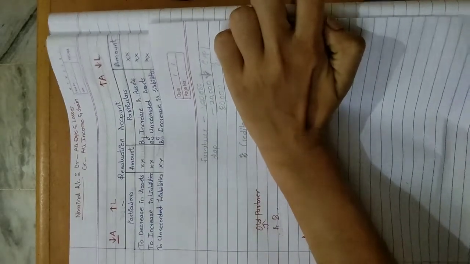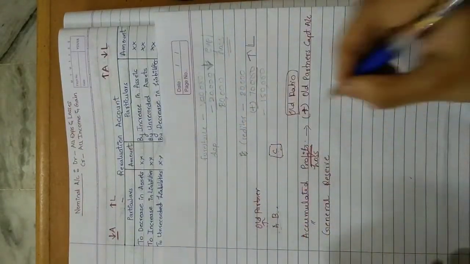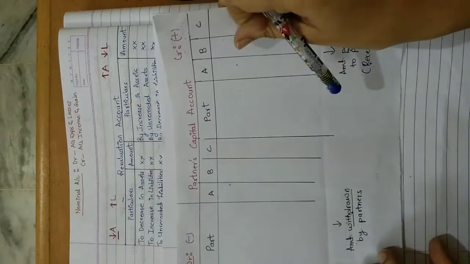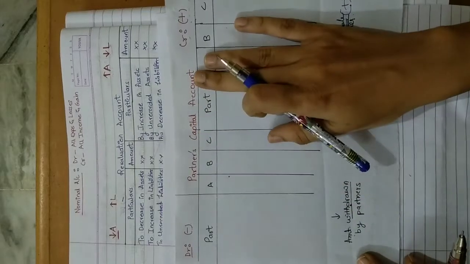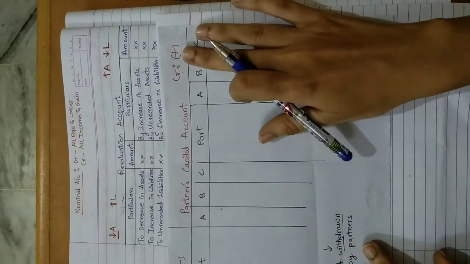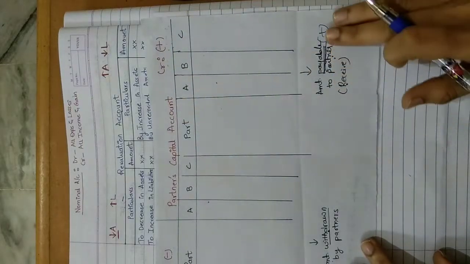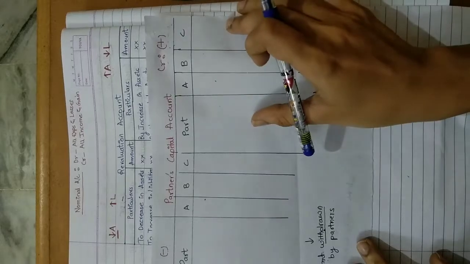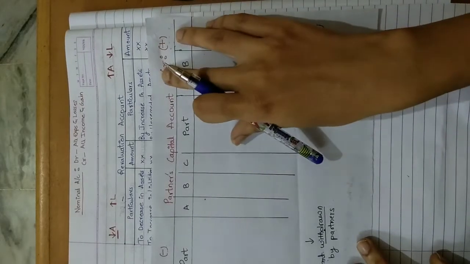Okay, add means credit. Add means credit. This format you need to learn. This is a partner's capital account. Debit side means minus and credit side means plus. So whenever the amount is added to the partner's capital account, that means it will be recorded in the credit side, because add means credit.